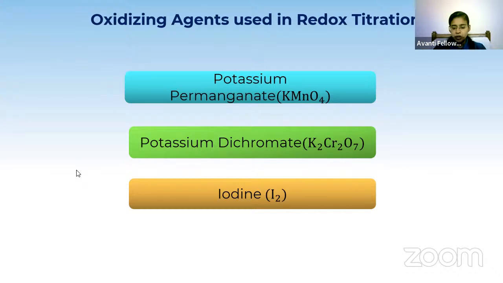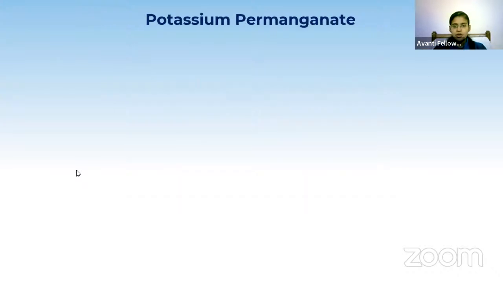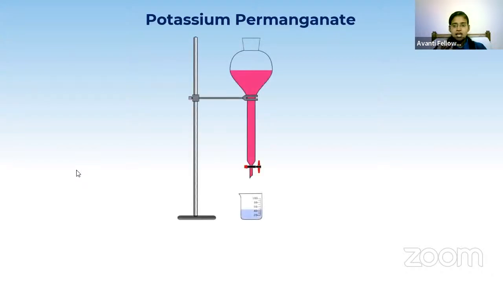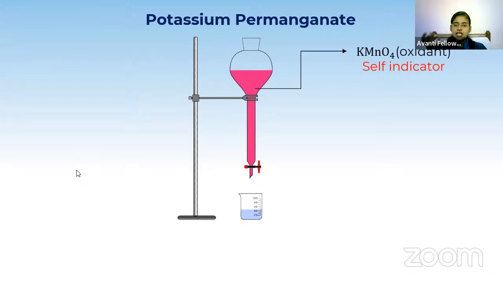Let me start with potassium permanganate. Potassium permanganate is pink in color, so it already has its own color and acts as an indicator here. The oxidizing agent itself acts as the indicator, so it is called a self-indicator.